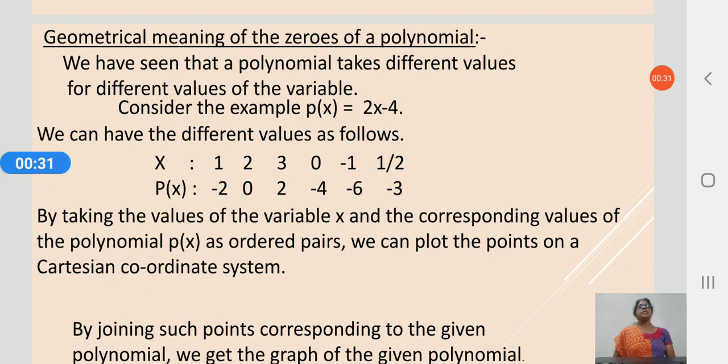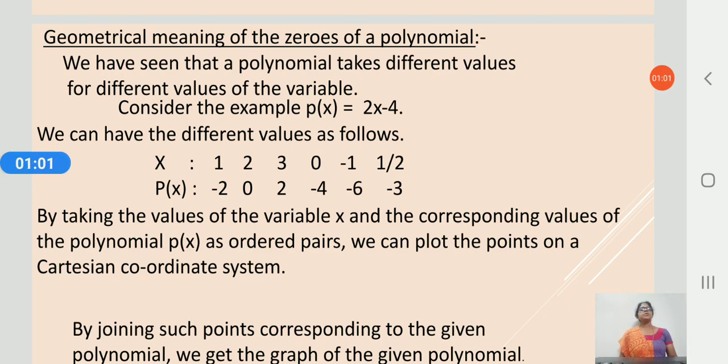Then the geometrical meaning of zeros of a polynomial means we are drawing this graph on a sheet of graph paper and we can find out the values of x from the graph. That is the meaning. Then consider the example 2x minus 4. If we put different values for x, we know x is the variable, we can put different values for x. We will get different values for the polynomial.